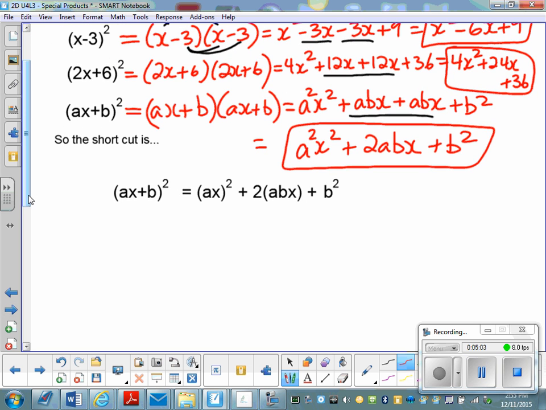So here's the shortcut. If I've got some expression here that's being squared, I take this first thing and it gets squared. So I square it first. Okay? If I'm trying to get the last term, I take the second term in the bracket and I square it. That's where the b squared is.